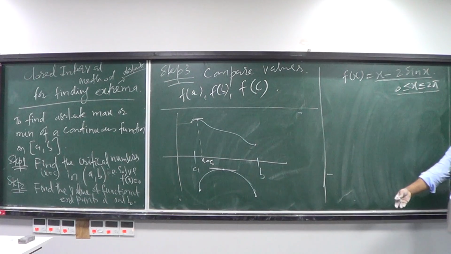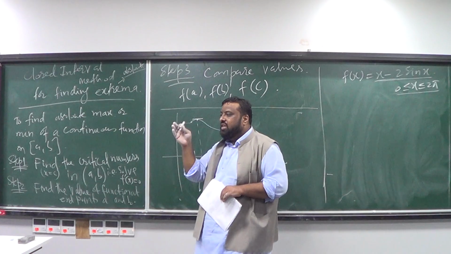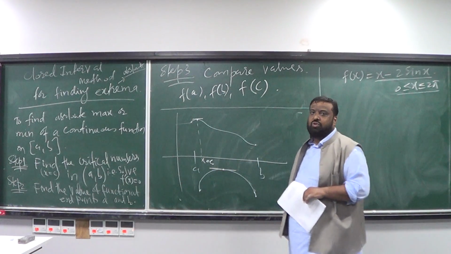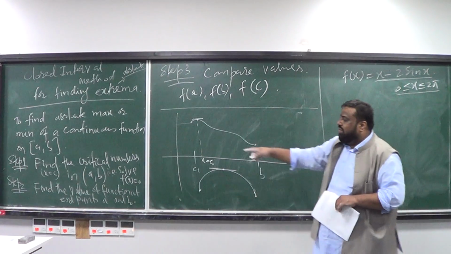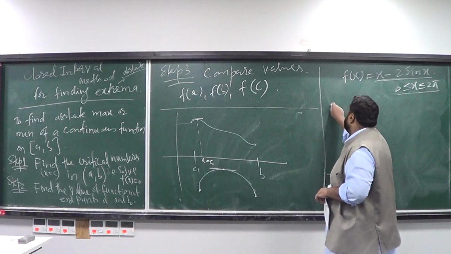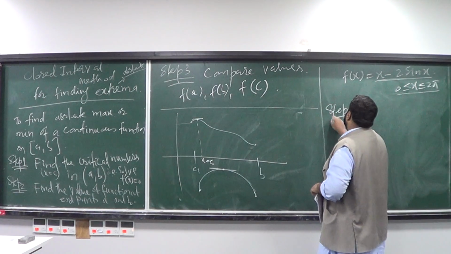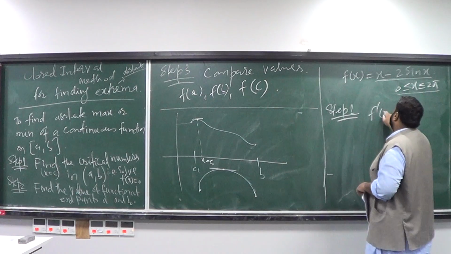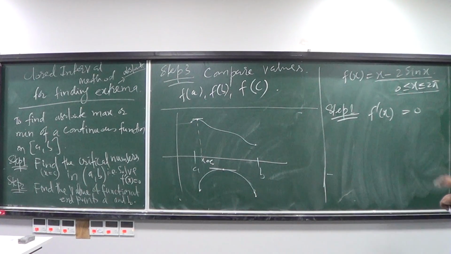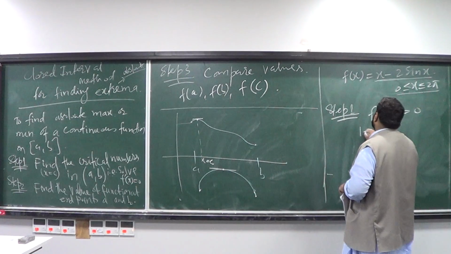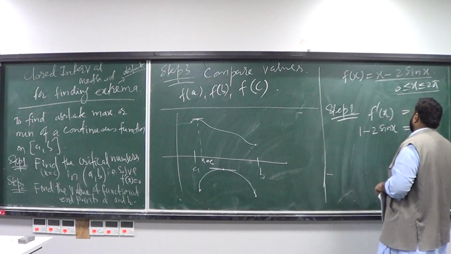So the extreme value theorem tells you that if you have a continuous function defined on a closed interval, it must have an absolute maximum and absolute minimum. So the question is how to find it. The answer is just follow the steps. So the first step is find the critical points. And to find the critical points, what we need to do is just compute the derivative of the function and equate it to 0 and solve it. So what would be the derivative of the function? The derivative of the function is 1 minus 2 sine x equal to 0.